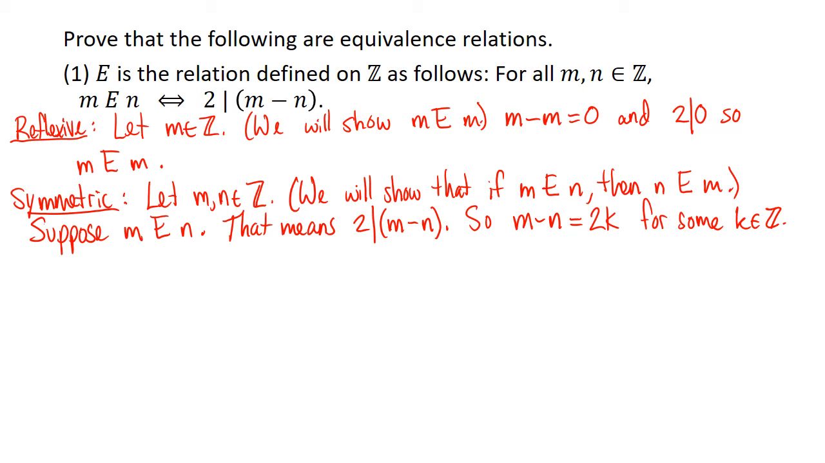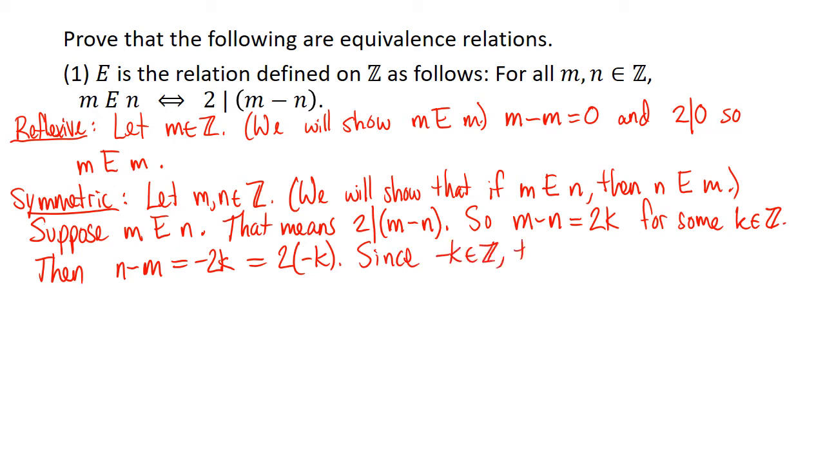Okay, so then what is N minus M? So then N minus M, isn't that just the negative of M minus N? So isn't this just negative 2K? Or in other words, 2 times negative K. All right, then since negative K is also an integer, this shows that 2 divides N minus M. So N is related by E to M in the opposite order, like that. Okay, so this does have the symmetric property.